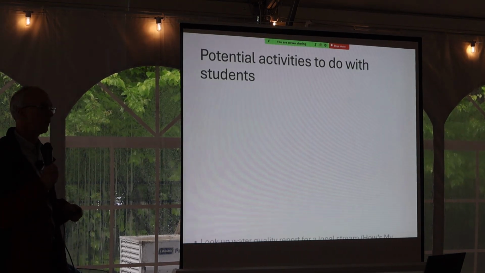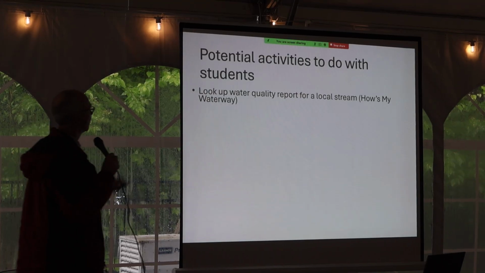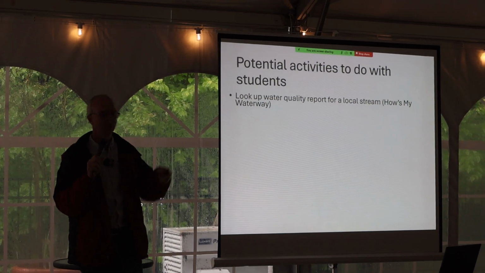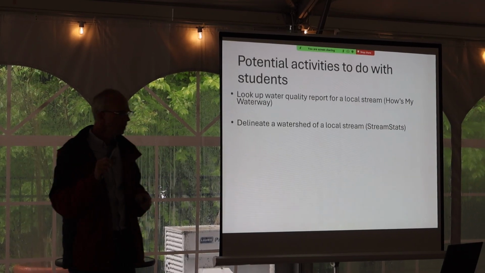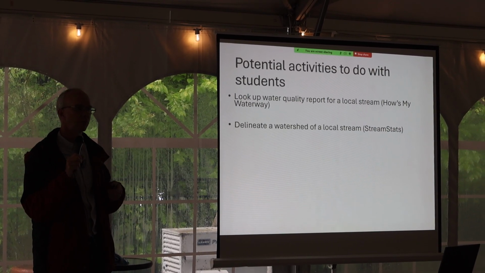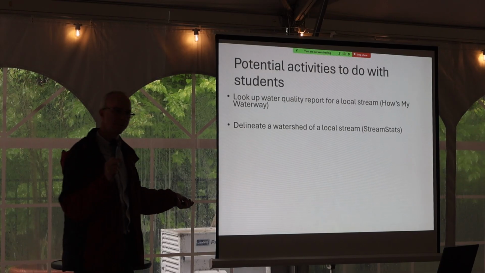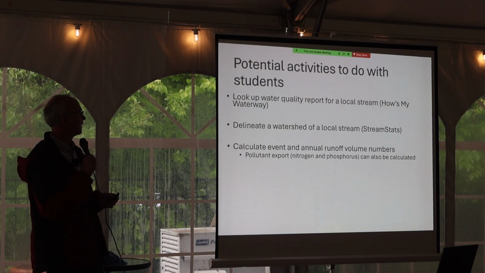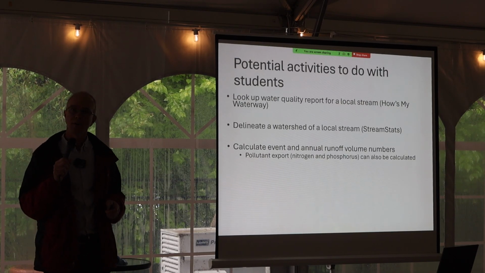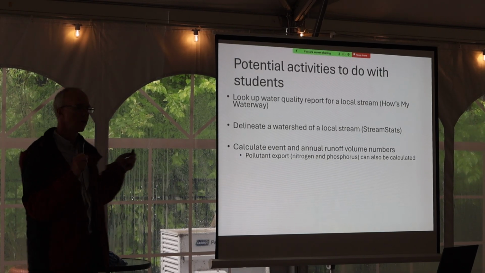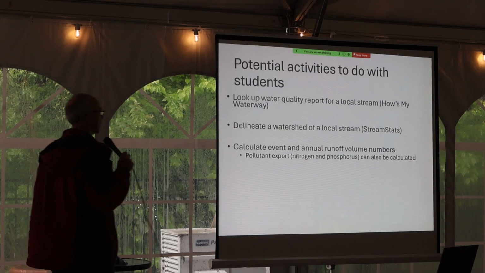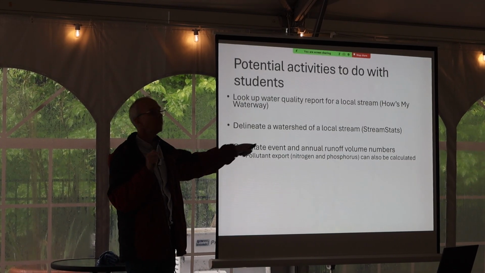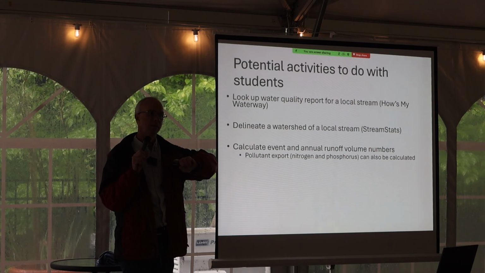So, potential activities that you can do. We talked about at the beginning looking up the water quality report for a local stream, that's using How's My Waterway. Delineate the watershed of the stream using StreamStats. We're not going to torture them with the manual method like we had to do in the old days. Calculate an event and an annual runoff volume number, which I just showed you how to do in there. There's also a way to calculate the pollutant export, so the nitrogen and phosphorus that might be expected to run off of that site.